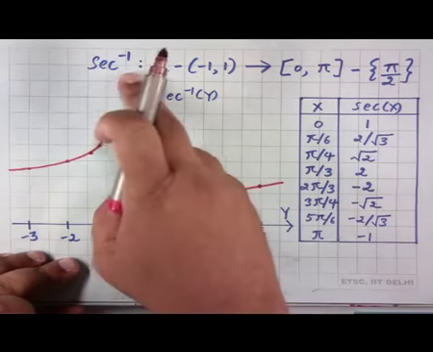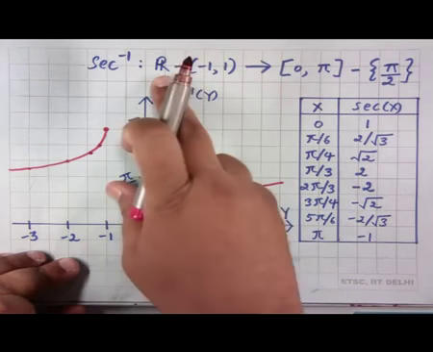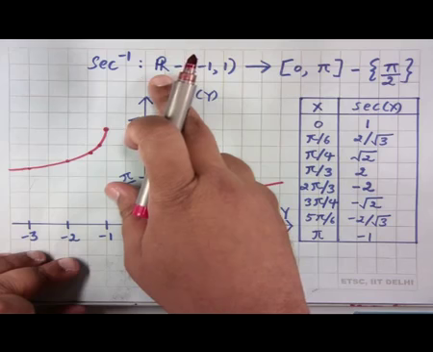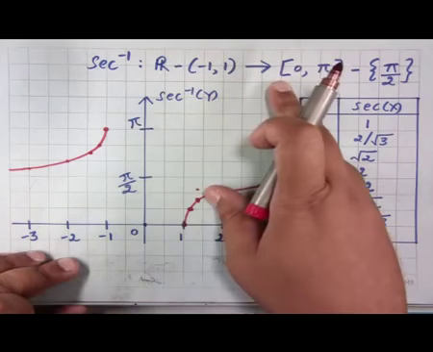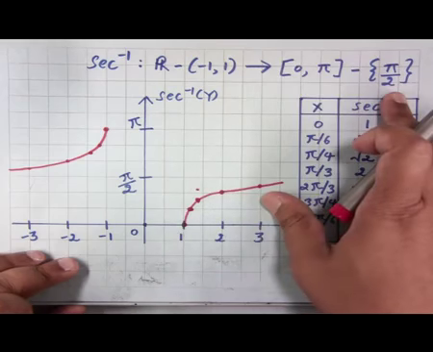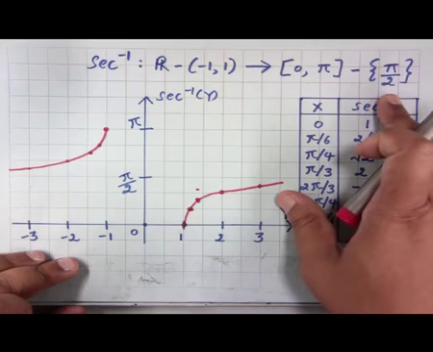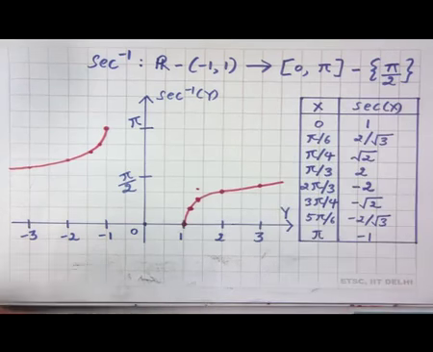The secant inverse function is defined from this domain, which is basically the range of the secant function, and the range of the secant inverse function will be the restricted domain of the secant function, which is 0 to pi except the point π/2. And this is what we get.